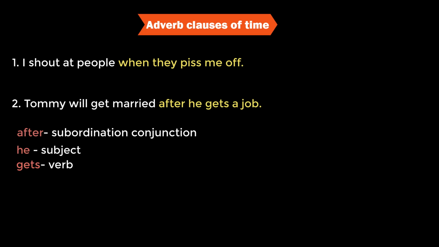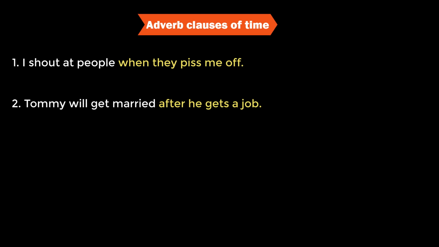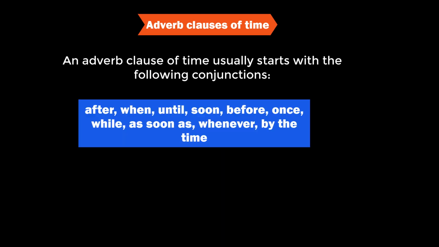Tommy will get married. Now, the question is when. If you ask the question when, if you ask about the time of the action, you will get your adverb clause. Tommy will get married after he gets a job. So it is modifying the verb. It is giving us more information about the action of the sentence. He will get married after he gets a job, which is the right thing to do, I guess. So an adverb clause of time generally starts with these following conjunctions: when, whenever, before, after, until, while, as soon as.